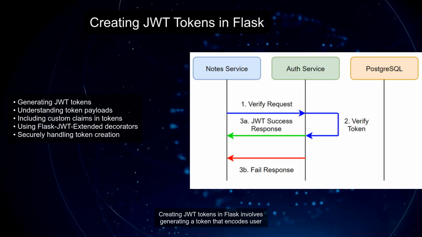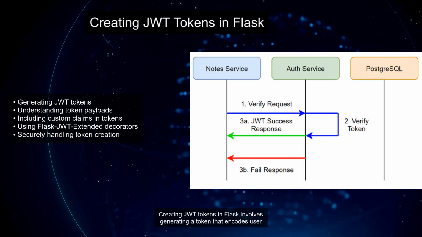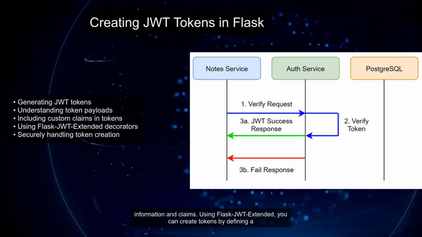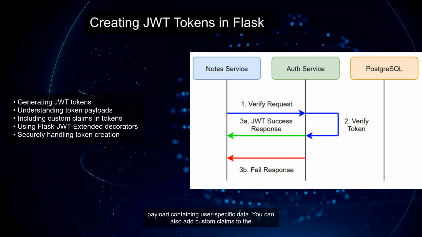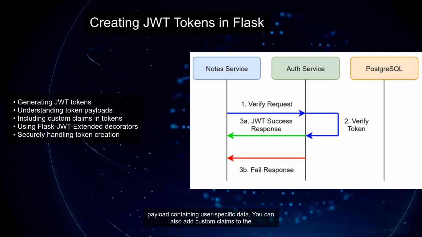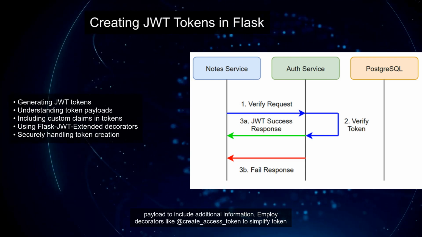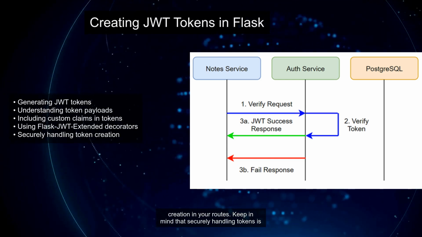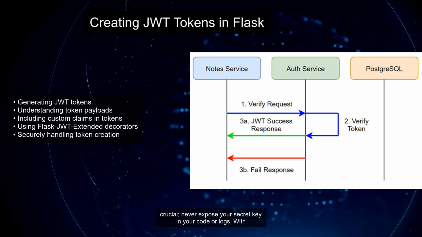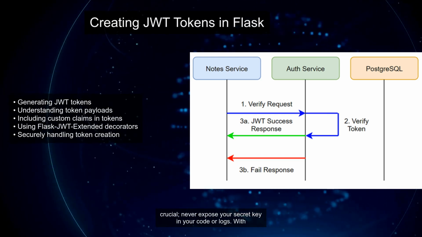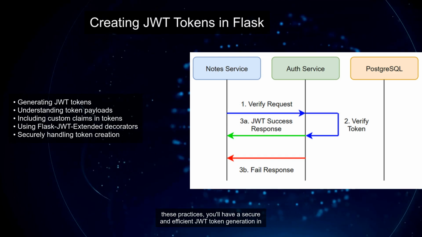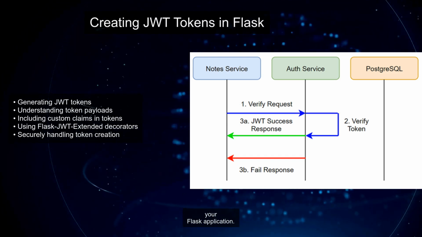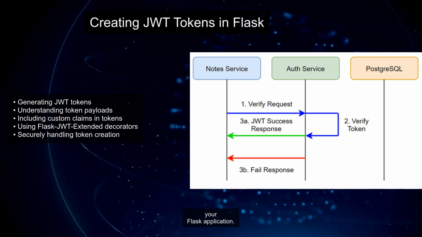Creating JWT tokens in Flask involves generating a token that encodes user information and claims. Using Flask-JWT-Extended, you can create tokens by defining a payload containing user-specific data. You can also add custom claims to the payload to include additional information. Employ functions like create_access_token to simplify token creation in your routes. Keep in mind that securely handling tokens is crucial. Never expose your secret key in your code or logs. With these practices, you'll have secure and efficient JWT token generation in your Flask application.